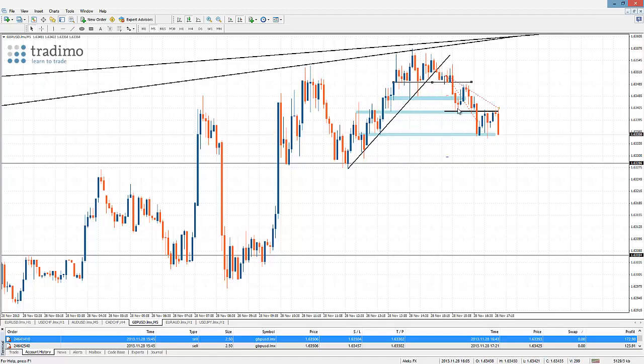So our final target's not hit. It may actually get there now. I see the momentum's coming through now. But overall, we made an average of 9.7 pips on the trade.